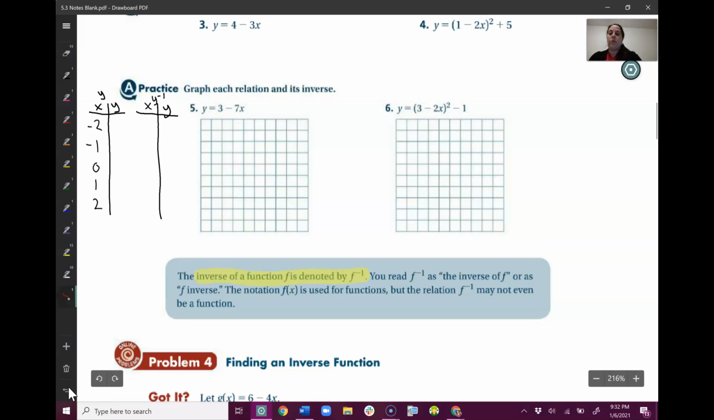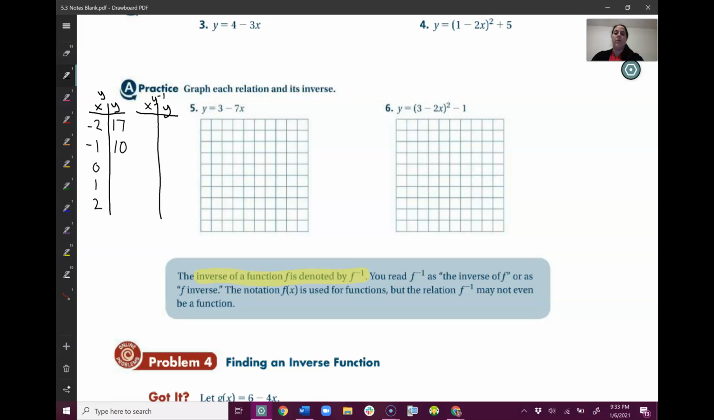Now what I'm going to do is plug these numbers that I picked into the equation that was given to me. So we're going to start with that -2. So plug it into the equation. -7 times -2 is a +14. So I get 3 plus 14 is 17. Now let's plug in -1. -7 times -1 is a +7. So 3 plus 7 is 10.